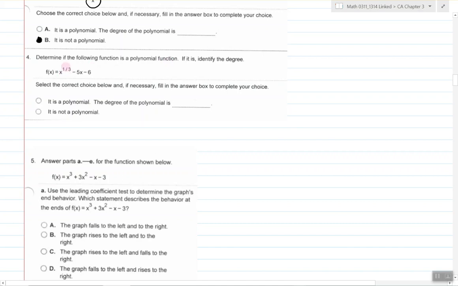Number 4, it says determine if it is a polynomial function. X to the 1/3, immediately the powers must be non-negative integers: 0, 1, 2, 3, 4, and so on. That is 1/3. That means the cube root of x, and that violates the definition of a polynomial function, so this is not one either. X's in the denominator, x's underneath a radical sign are not polynomial functions.